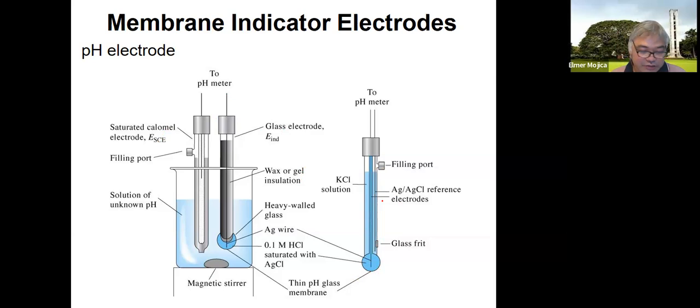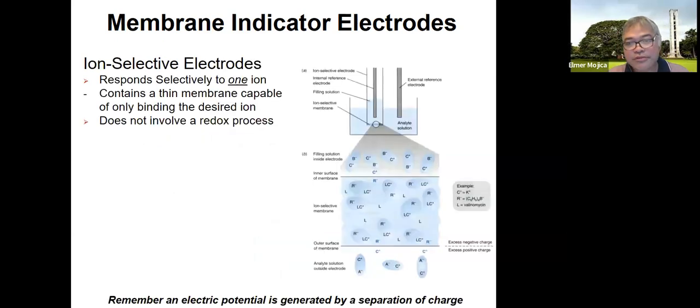So the question now is, how does this ISE work? Although we could say the pH meter is the classic example of an ISE, or ion selective electrode, there are other ISEs available. It just happened that the most common one is the pH meter.